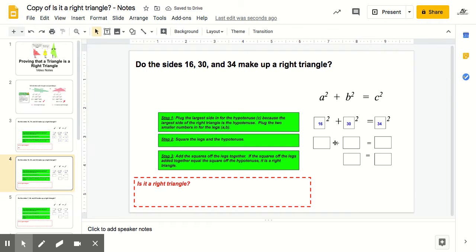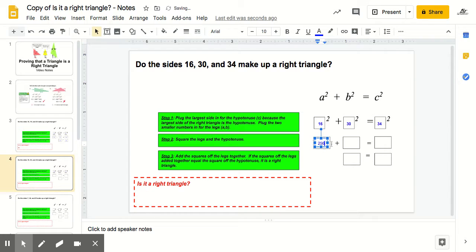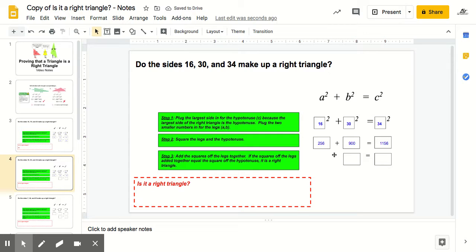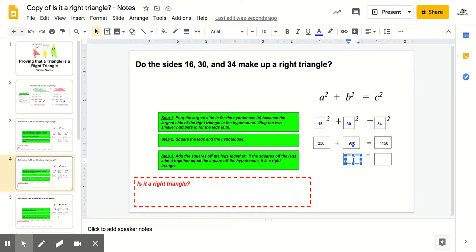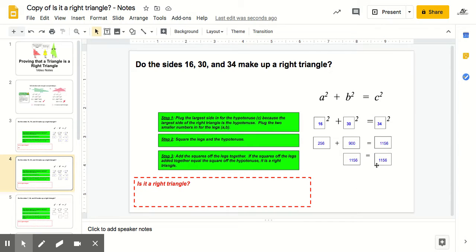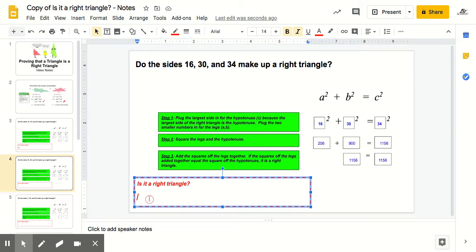Okay, now I need to square both legs and the hypotenuse. 16 squared is 256, and 30 squared is 900. And 34 squared is 1,156. Now I need to add these two squared legs together to see if it's going to equal 1,156. And when we add those two numbers together, we do get 1,156. So you finally just ask yourself, does 1,156 equal 1,156? Yes, it absolutely does. They are the same number. So that tells me that yes, these three sides make up a right triangle because the Pythagorean theorem holds true till the end.